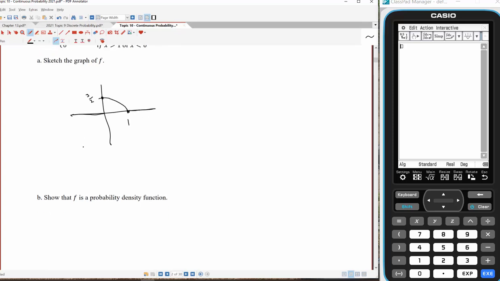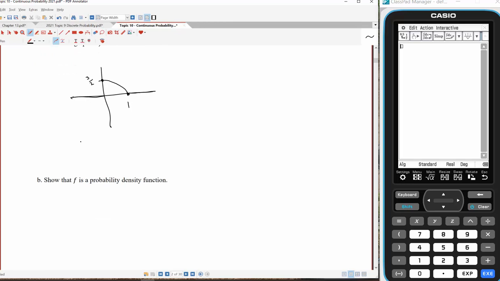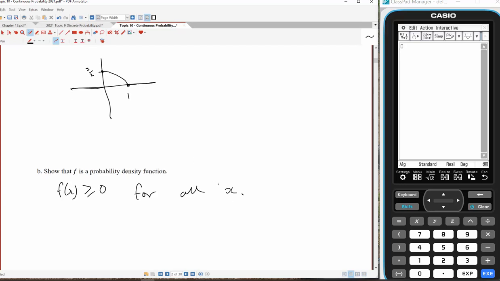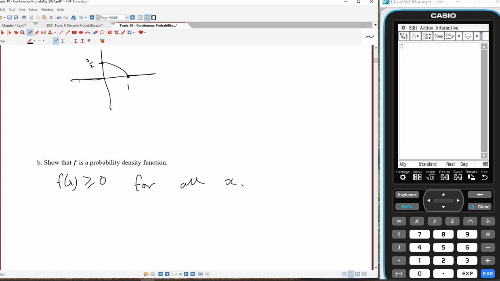All right, so show that f is a probability density function. Okay, so the first thing to note is f(x) is greater than or equal to 0 for all x. So that's condition 1 met, that the y values are greater than or equal to 0 for all x. The second thing is if I integrate between 0 and 1, this area here should equal 1. So that's what I'm going to show you.